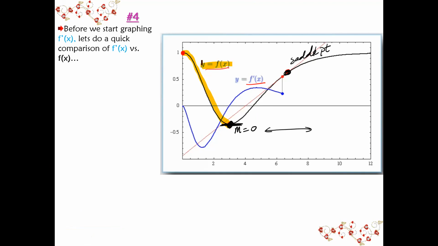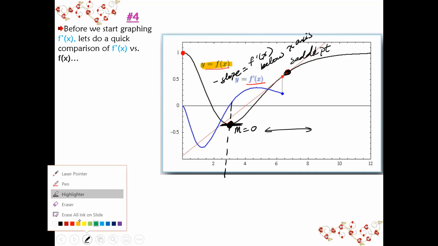So given the fact that this side right here is a negative slope, that means your f prime of x is below the x-axis. And if you take a look at this blue line, it is below the x-axis. And notice that when I finally start climbing on top of the x-axis, it is at this minimum right here.